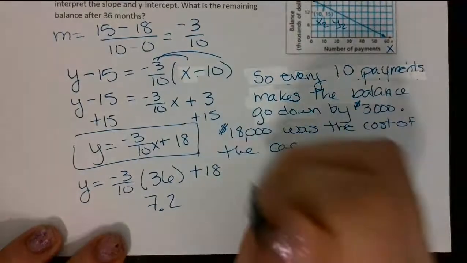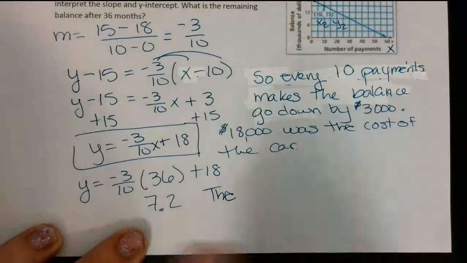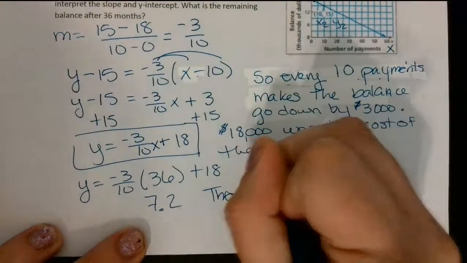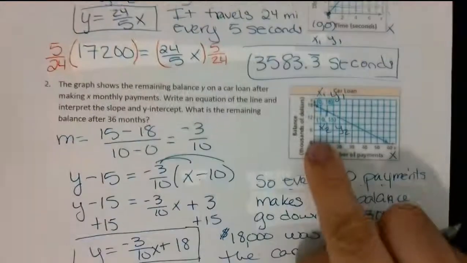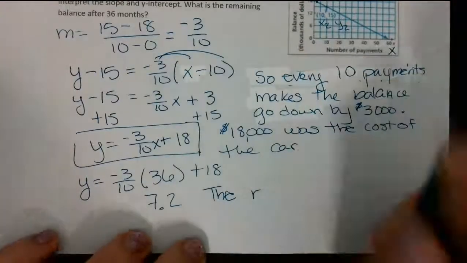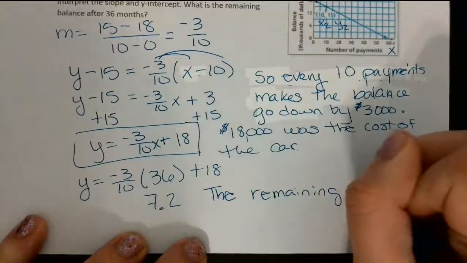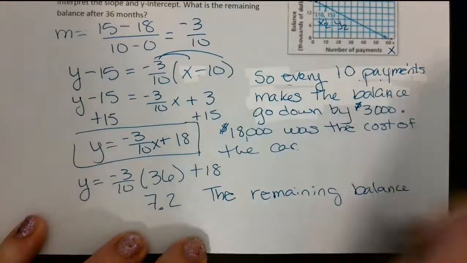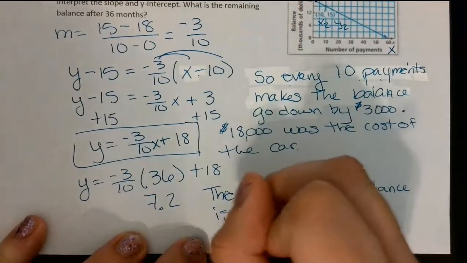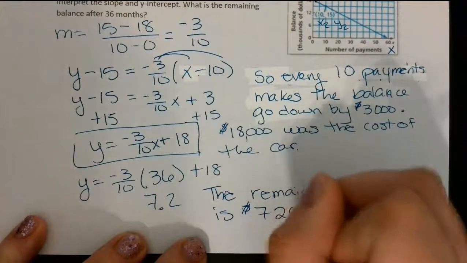So this means the remaining balance is, remember, I have to multiply by 1,000 because it said my balance was in thousands of dollars. So my remaining balance is $7,200.